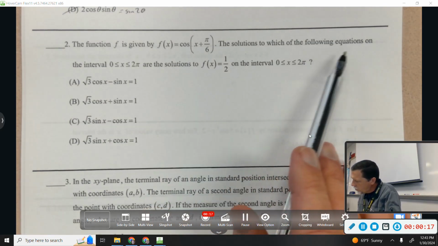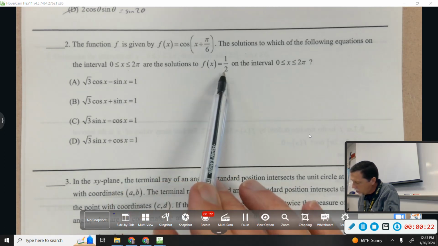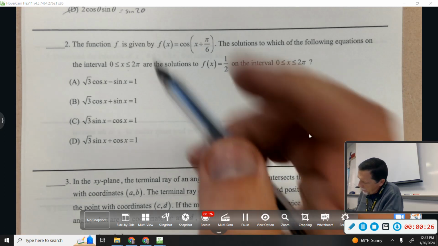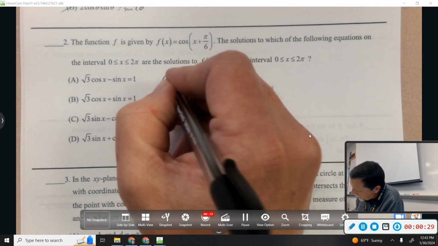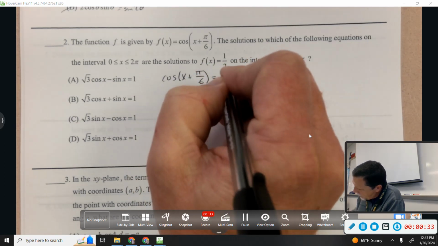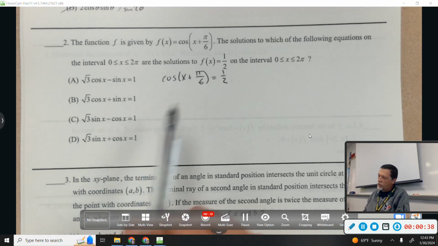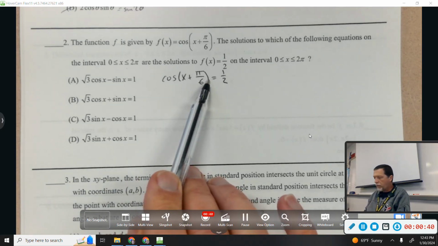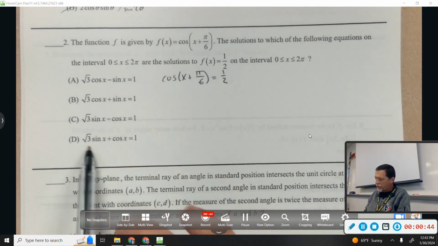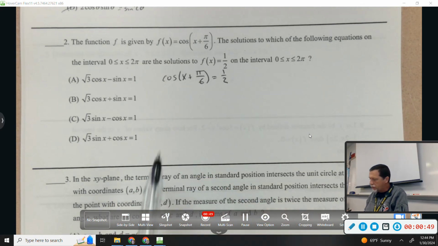The solutions to which of the following equations between 0 and 2 pi are the solutions to this thing equals a half between 0 and 2 pi? Okay, this is a confusingly worded question. But basically it wants to know which one of these equations has the same solutions as this equation. I don't want to solve all 4 of these. I'd rather not solve one of them. Let's solve this one and then we'll see what we can do from there.